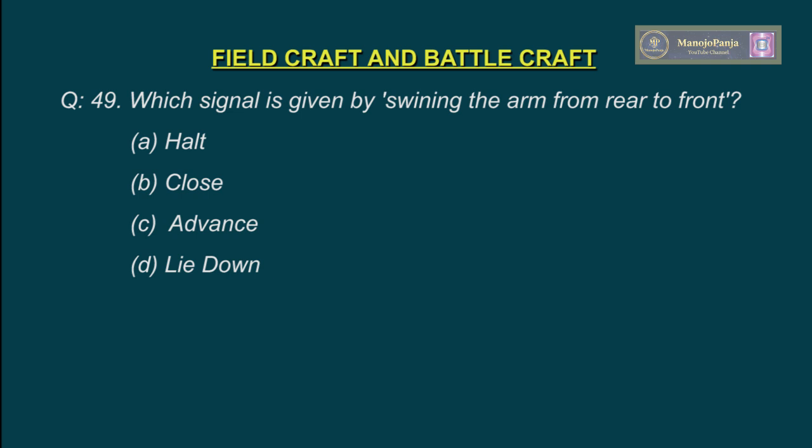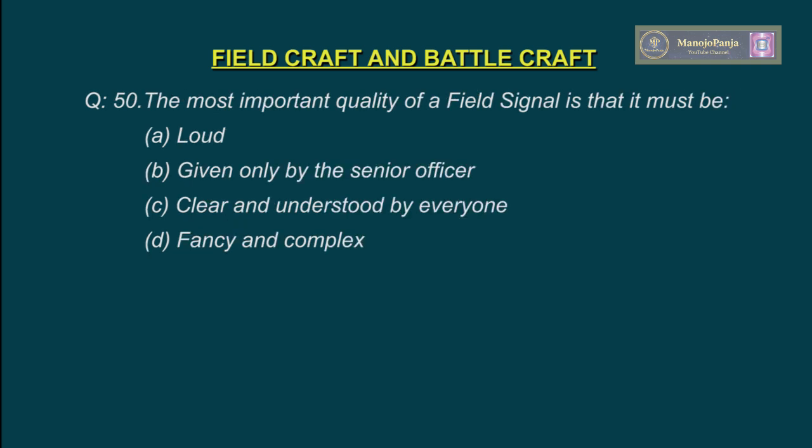Question 49. Which signal is given by swinging the arm from rear to front? A. Halt. B. Close. C. Advance. D. Lie down. Right answer C. Advance.